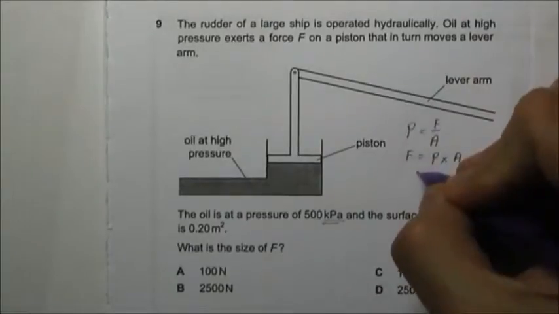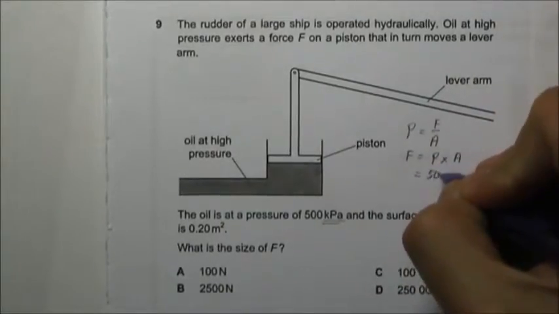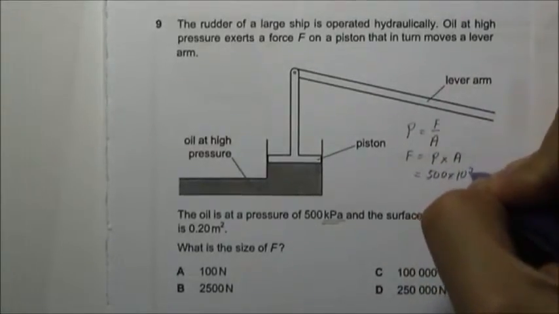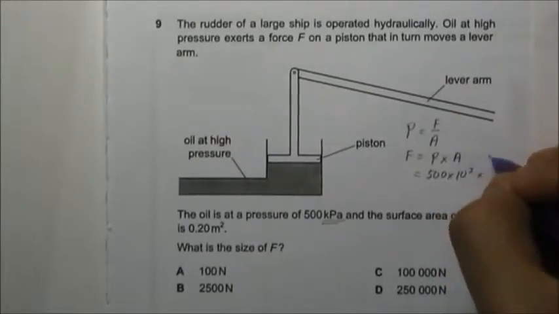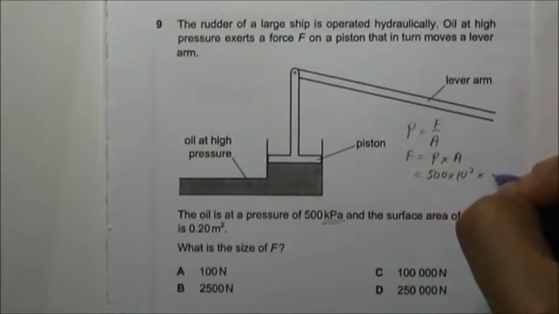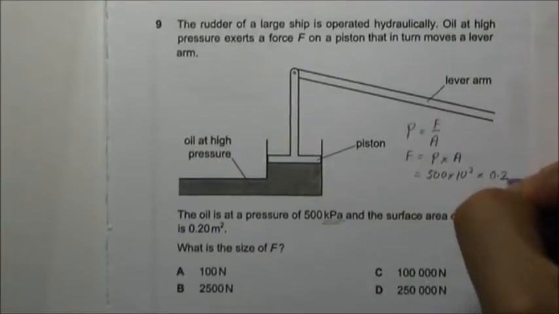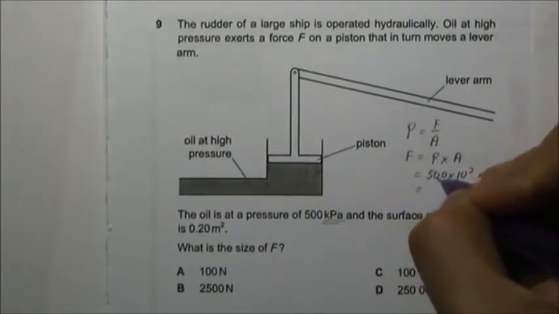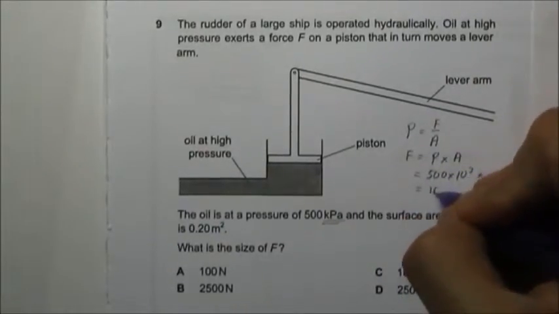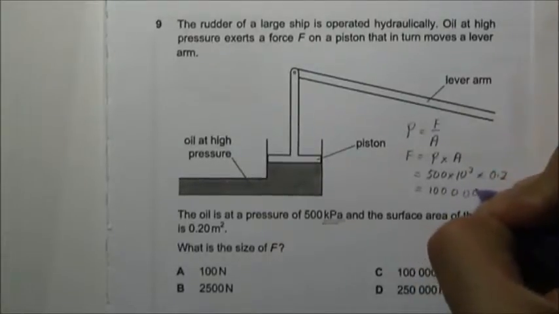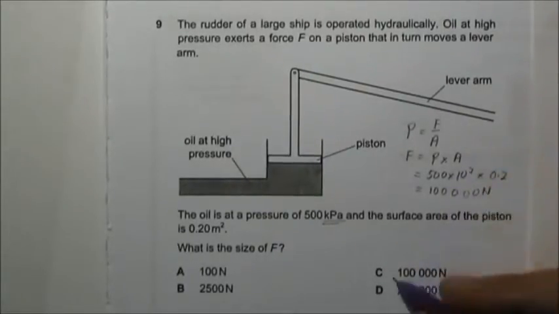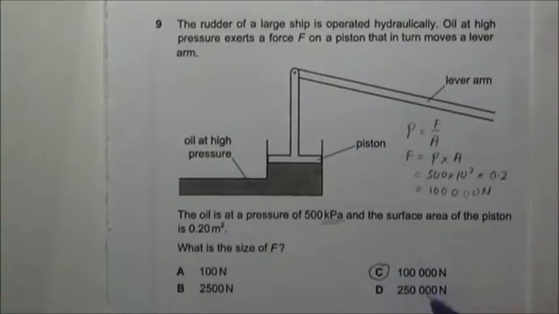So how to do it? We just take 500 multiplied by 10 to the power of 3 multiplied by the area in square meter, which is 0.2, and this will give us 100,000 Newton. So that will give us the answer as C.